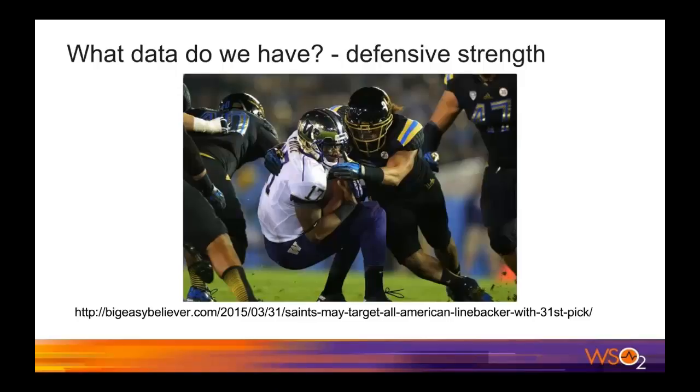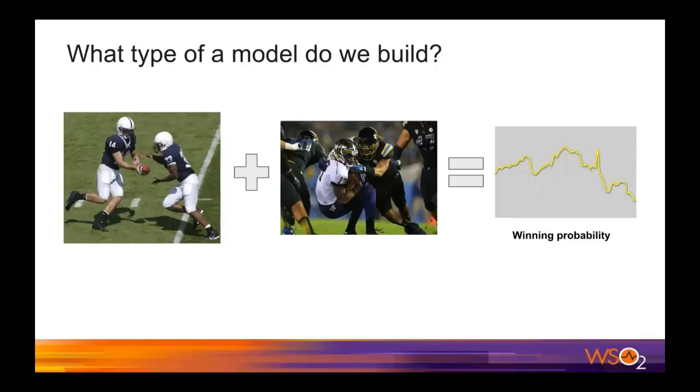So we thought of gathering data around the offensive strength and the defensive strength. With that in mind, we thought of building a machine learning model that would identify some kind of relationship from the offensive strength and the defensive strength in order to predict the winning probability. Basically, the machine learning model we're going to build is capable of identifying patterns or correlations from the offensive strength and the defensive strength into the winning probability.